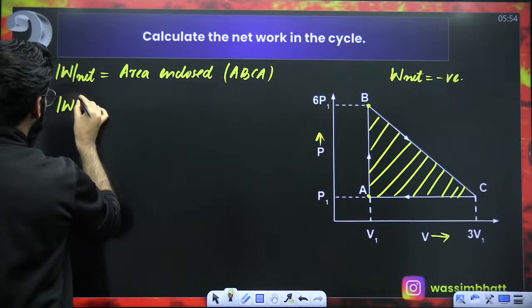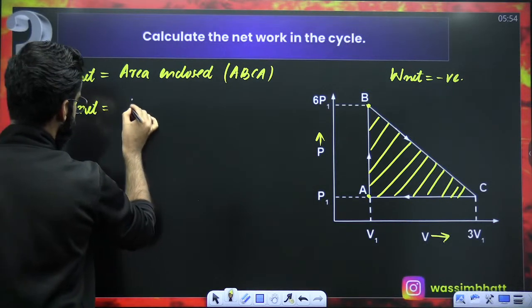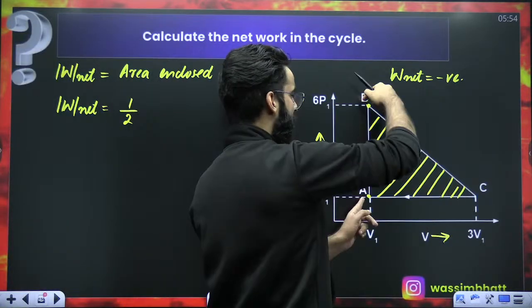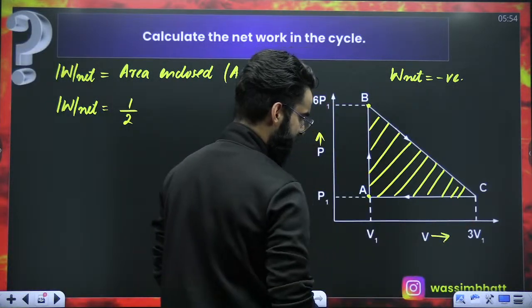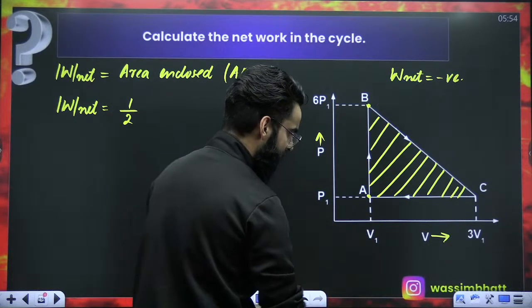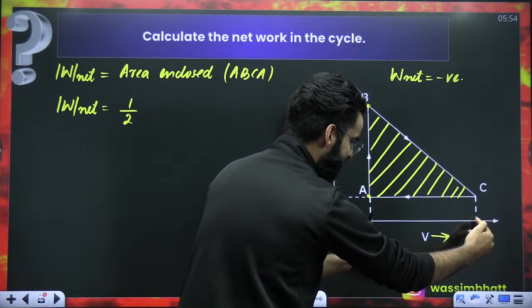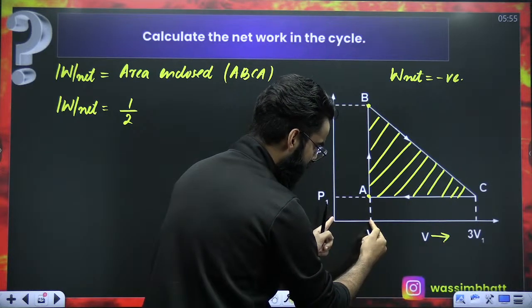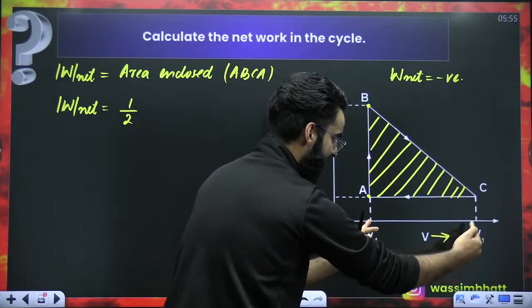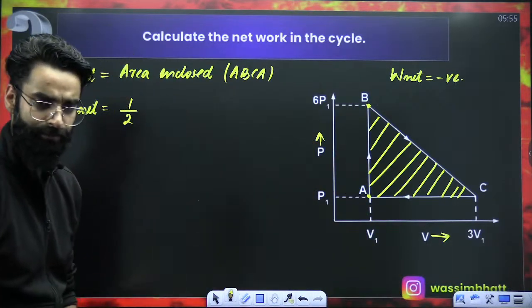So I would say the magnitude of net work done during the process is equal to half of base into height. What is the base? From here to here it's V1. Then from here to here, it's 3V1. So the base is going to be 2 times V1, right?